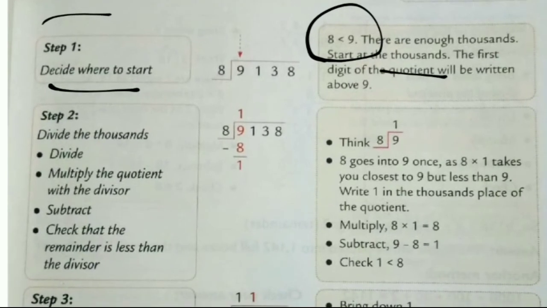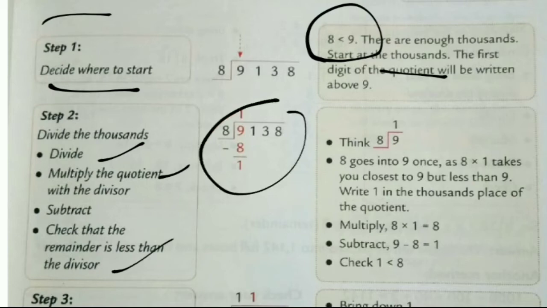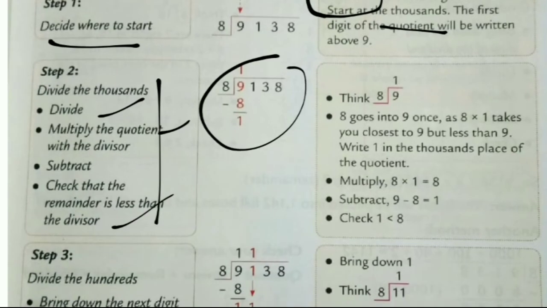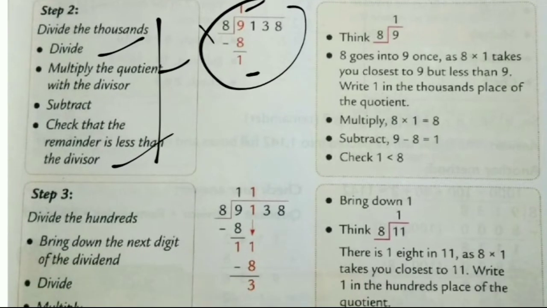After that, divide the 1000. It means divide, multiply the quotient with the divisor, subtract, and check that the remainder is less than the divisor. These are the 4 steps. We have to check it. So 8 ones are 8. Remainder is this, quotient is this, and divisor is this. Whatever we are doing, the same thing we are checking here.